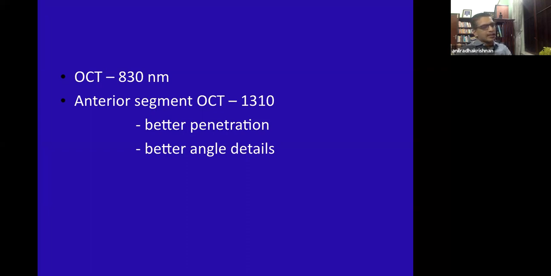While in anterior segment OCT, what is used in Visante Omni imaging is a wavelength of 1310. So the penetration is more, at the cost of fidelity or clarity. For imaging the corneal epithelium and such, it may be better to use the swept source OCT of 830 nanometers. But for looking at the ciliary body and scleral spur, anterior segment OCT would be more useful. As the wavelength is longer, there is better penetration, and you can see more of the angle details compared to the conventional 830 nm OCT.